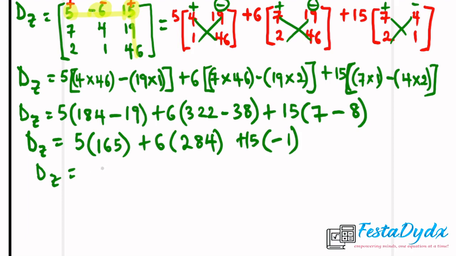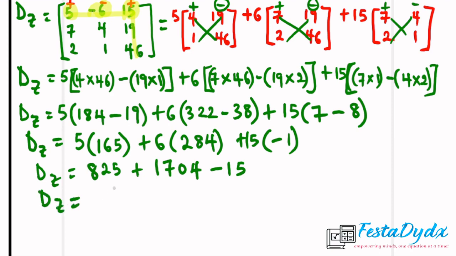So this is equal to 5 times 165 is 825, plus 6 times 284 is 1704. Then we'll have 15 times minus 1 is minus 15. So working with this value, our determinant of the coefficient of z is 2514. That's if you add and subtract them. We add the values and subtract what is given. Our determinant of z is 2514.